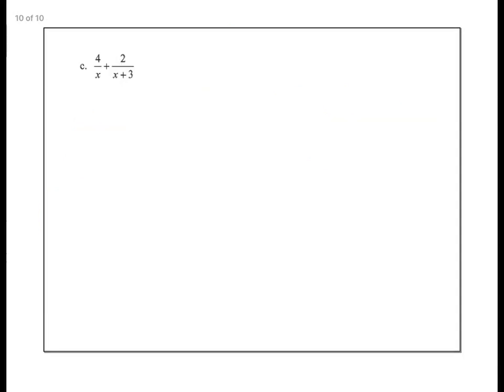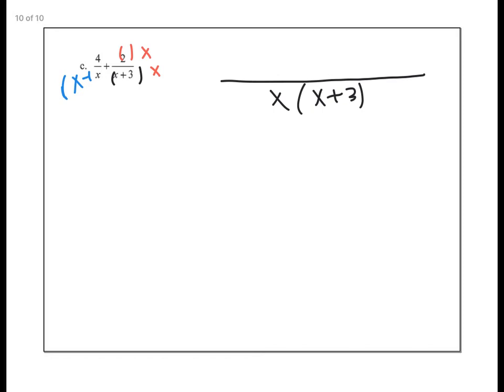Last one. Alright, so common denominator first. They don't share anything because the one on the left is a single x and the one on the right is an x plus 3. So we know the x has to come along because it's not going to go away. So I need to multiply this side by an x, so now it has an x. But the x plus 3 also has to come along. So I'm going to multiply this side, sorry, that got a little messy, but it should be multiplied by an x plus 3 on the top and bottom.